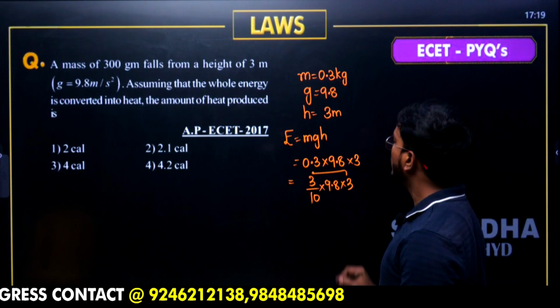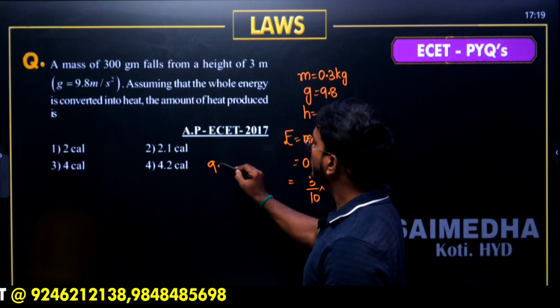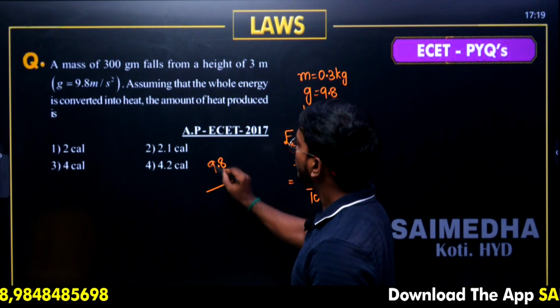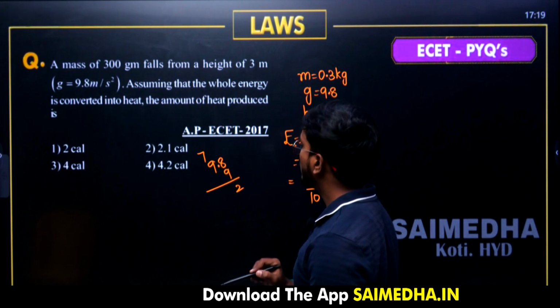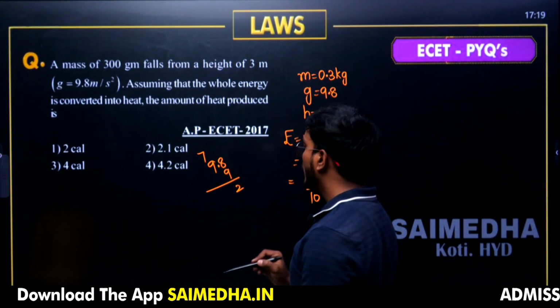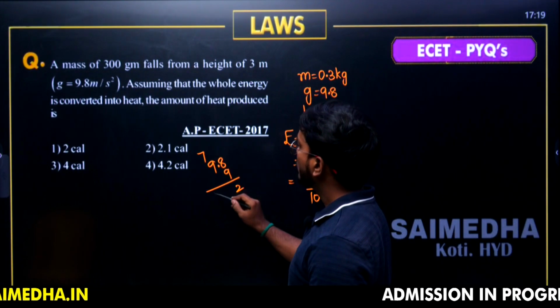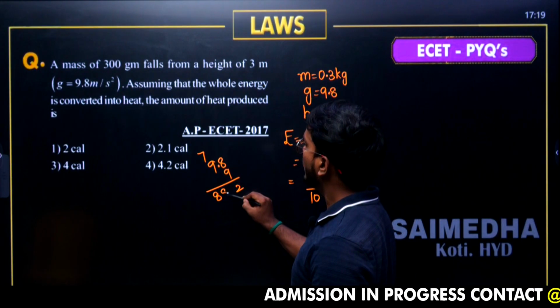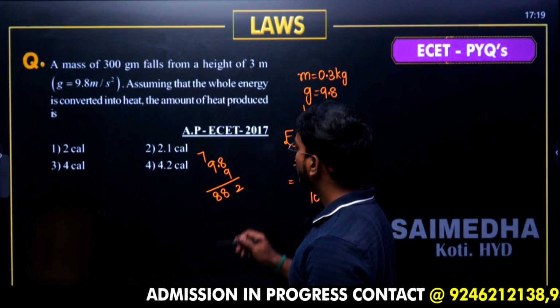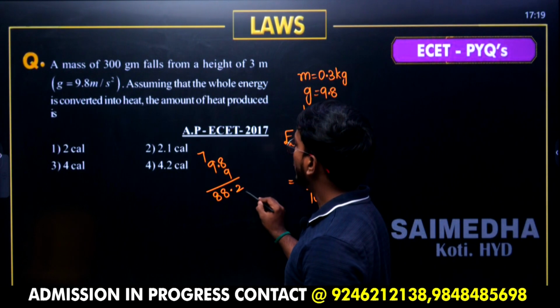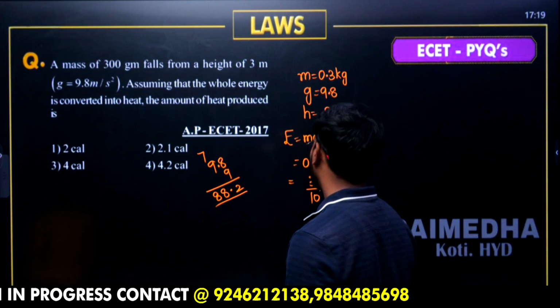3 3s are 9. 9.8 into 9. 9 8s are 72. 9 9s are 81. 81 plus 7, 88. 88.2 it's going to become.